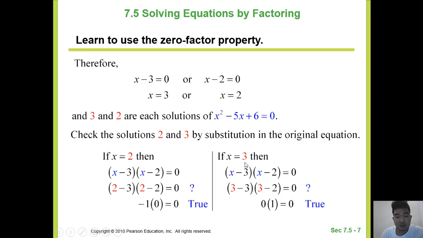Substituting the other solution of the quadratic equation, we rewrite the factored form. So x is 3. Then simplifying this further, you will have the quantity of 3 minus 3, which is 0, and the quantity of 3 minus 2 is equal to 1. And again, the zero factor property can be observed here because one of the factors is equal to 0, and 0 times 1 equals 0.